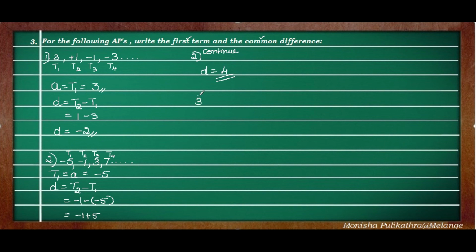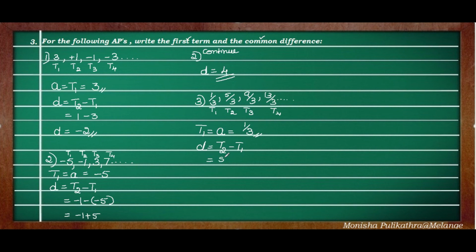Next, moving on to the third question. The third sequence is 1 by 3, 5 by 3, 9 by 3 and 13 by 3, etc. Here these are T1, T2, T3 and T4. As usual, first we need to find out the first term. The first term T1 is also equal to A. That will be 1 by 3. Next is the common difference, which is given by T2 minus T1.